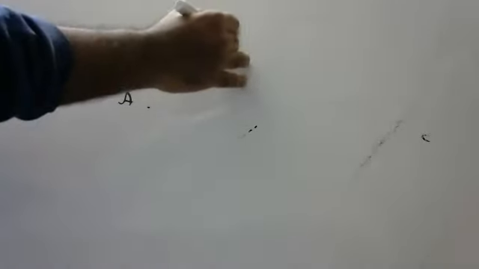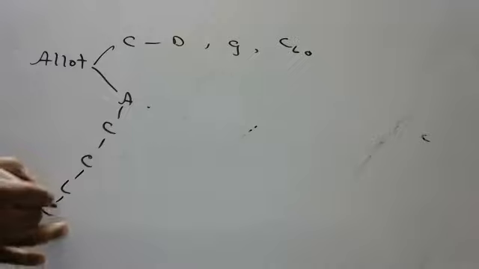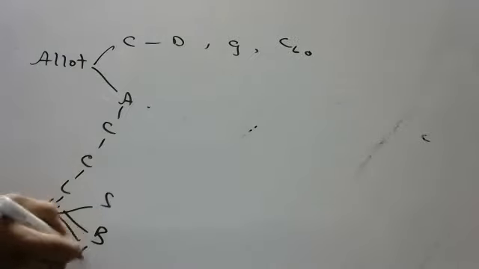What is allotropy? Existence of the same element in different forms. What are the two forms? Crystalline and amorphous. What are the crystalline forms? Diamond, graphite, fullerene. And what are the amorphous forms? Coal, coke, lampblack, charcoal. Charcoal again has three varieties: sugar, bone, and wood charcoal.